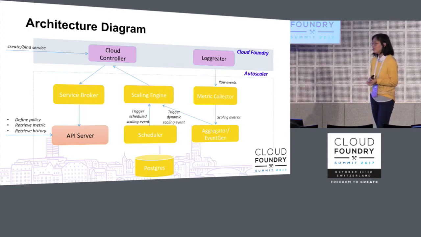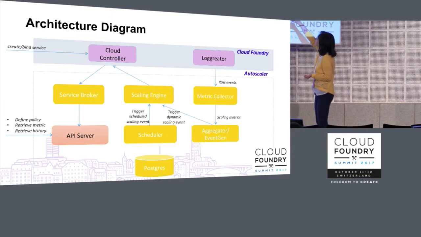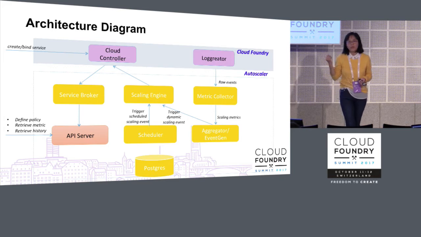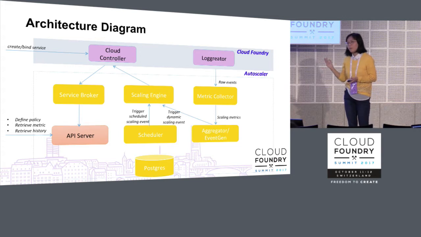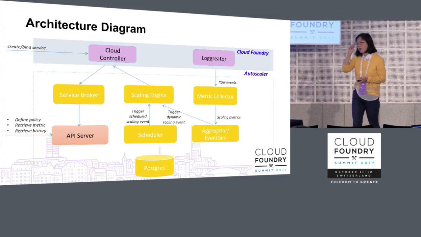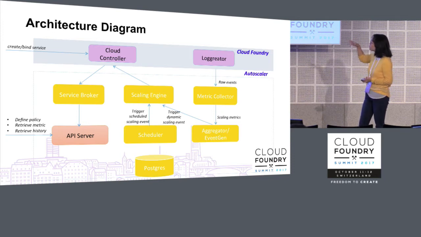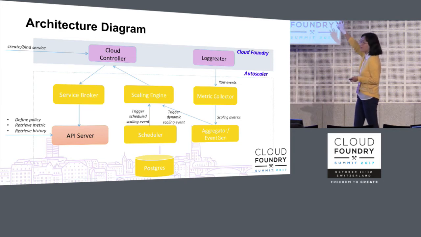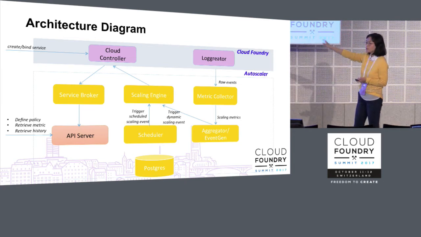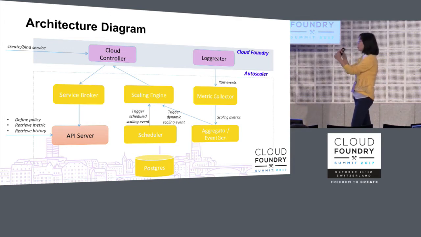Once the application is bound and the policy is defined, the metric collector will start to fetch the container metrics from the log aggregator. It will fetch the memory, and all the HTTP request numbers and response times, and we will do aggregation of the raw data as scaling metrics. The aggregation part will do the average. If you still remember the stat window, we will do the average.